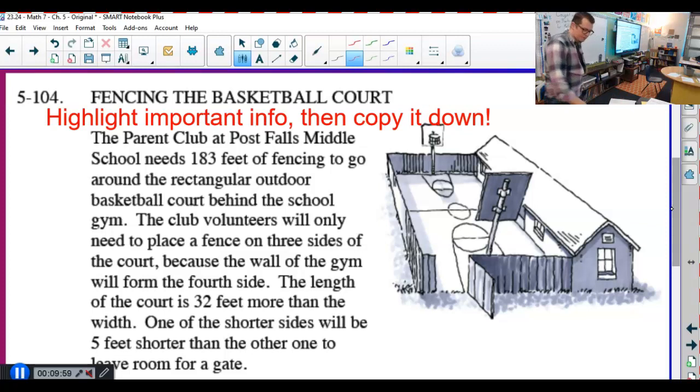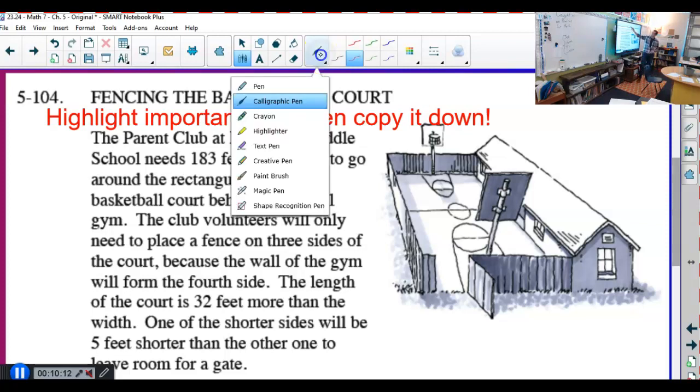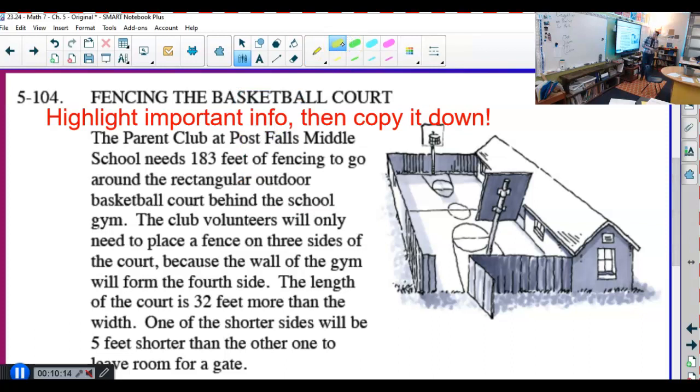So I feel like we should probably back up and start highlighting some important stuff so that when we go to draw a picture of this, it makes a little bit of sense. So, Jack, can you tell me one thing important here that we could highlight? What is 32 feet more? Yeah! So guys, on our paper, how could we write that? Take the verbal sentence, turn it into a math sentence. Jack just said the length is 32 feet more than the width.